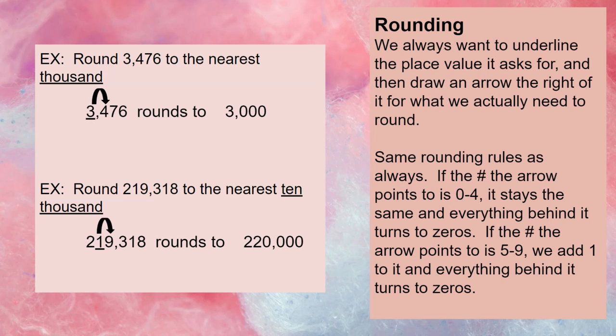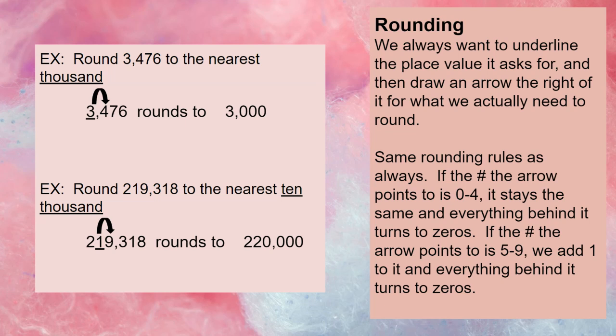If the number that the arrow points to is between 0 and 4, it stays the same, and then everything behind it, everything to the right of it, turns to zeros. If that number that the arrow points to is 5 or above, so 5, 6, 7, 8, 9, we're going to add 1 to it, and everything behind it to the right turns to zeros.